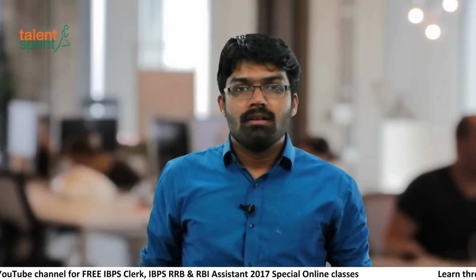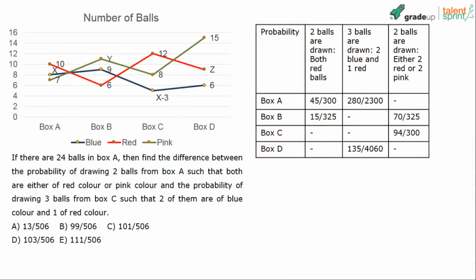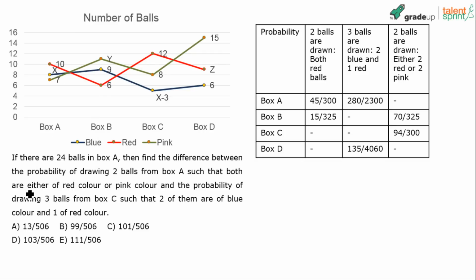So let me present the next question to you all, and it is on your screens now. So same data and a different question. If there are 24 balls in box A, find the difference between the probability of drawing 2 balls from box A such that both are either red color or pink color, and the probability of drawing 3 balls from box C such that 2 of them are blue color and 1 is red color. Try this, interesting one. Try it out.